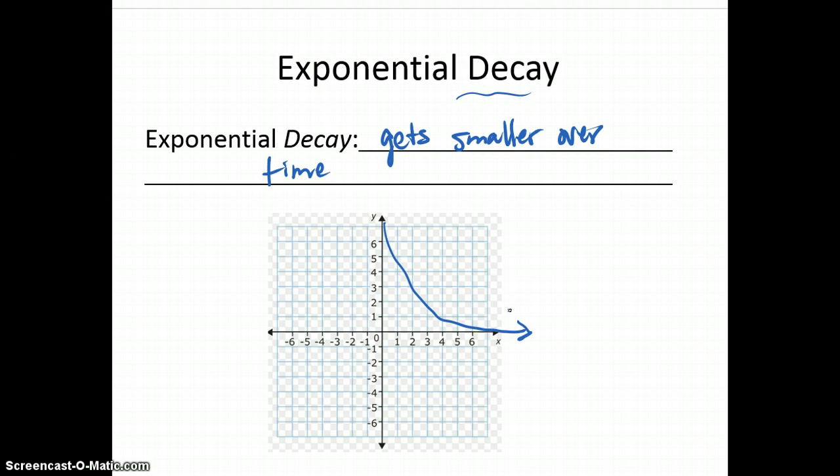An example of this in science is the half-life. If you've gotten to that in chemistry, something gets cut in half each time every year, and then it slowly gets smaller and smaller based on what year it is. So that's exponential decay. It gets smaller over time.